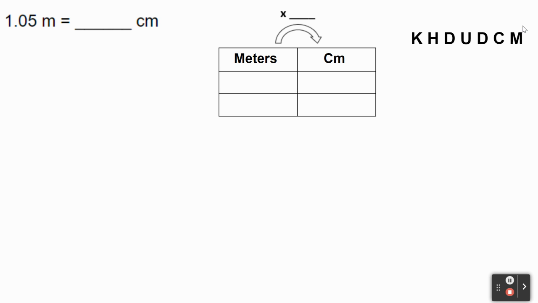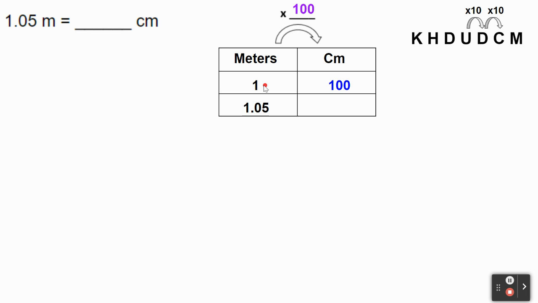So let's see, we're starting in meters. So here we're in meters. We're going to be going over 2 places to get to centimeters. cm stands for centimeters. Each time we go over, we're going to be multiplying by 10. So here we have 10 times 10, which is 100. So that means for every meter, there are 100 centimeters. So let's see here. For 1 meter, we would multiply 1 times 100 to get 100 centimeters. But we don't have 1 meter.